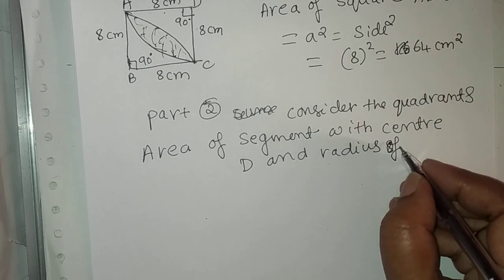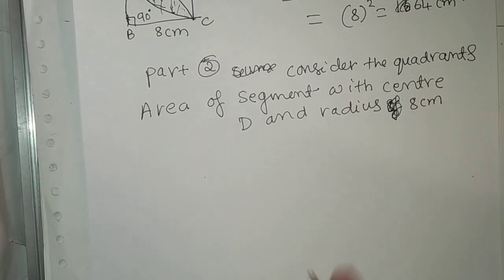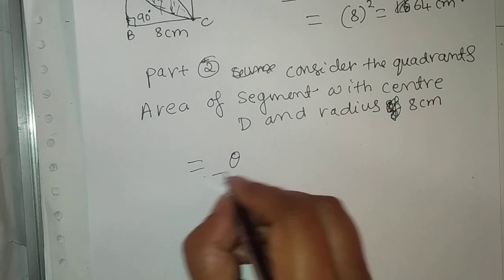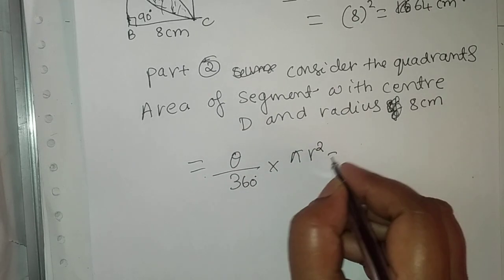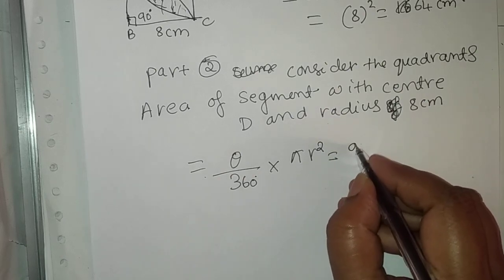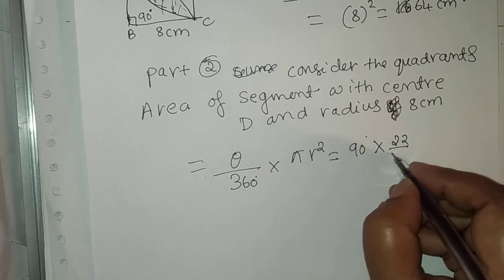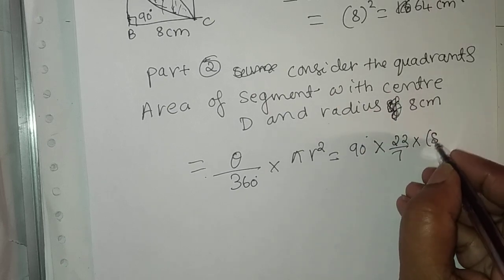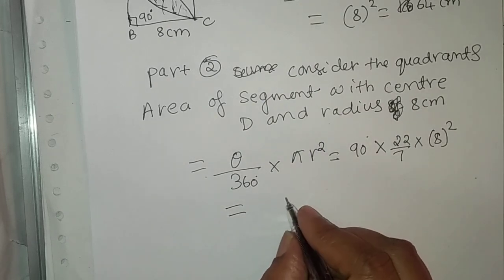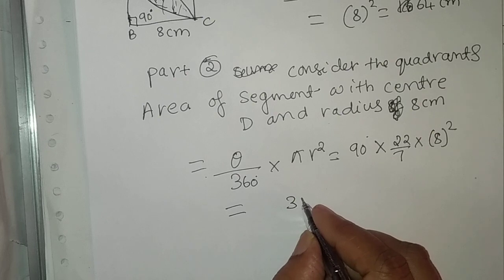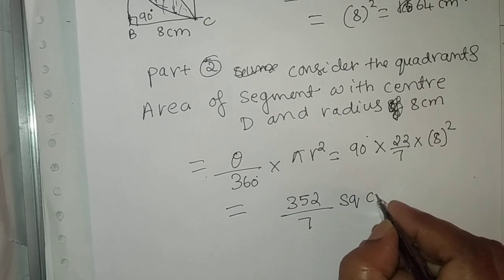Radius 8 centimeters. So we'll take the formula theta by 360 into pi r square. Here theta is 90 degrees, pi is 22 by 7, and r is 8 square. Simplify this and we'll get 352 by 7 square centimeters.